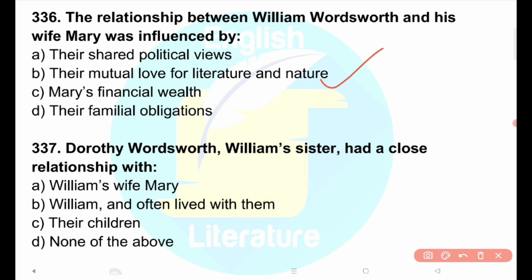Dorothy Wordsworth, William's sister, had a close relationship with... Option B, William, and often lived with them. Dorothy lived with William and Mary for most of her life and played a major role in his creative inspiration.